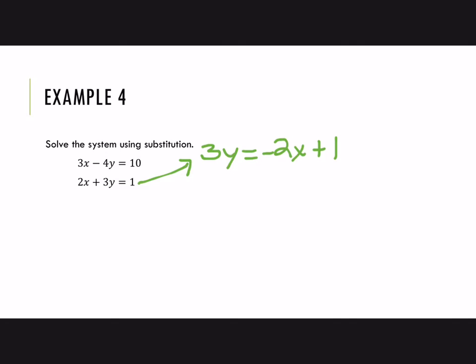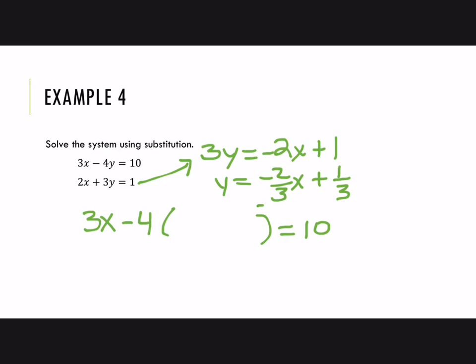Okay, and then divide by 3. So we get negative 2/3 x plus 1/3. Now I need to substitute this into the other equation, into equation 1. So I have 3x minus 4, and then instead of y, I'm going to replace it with the thing that I just found that y equals, negative 2/3 x plus 1/3.